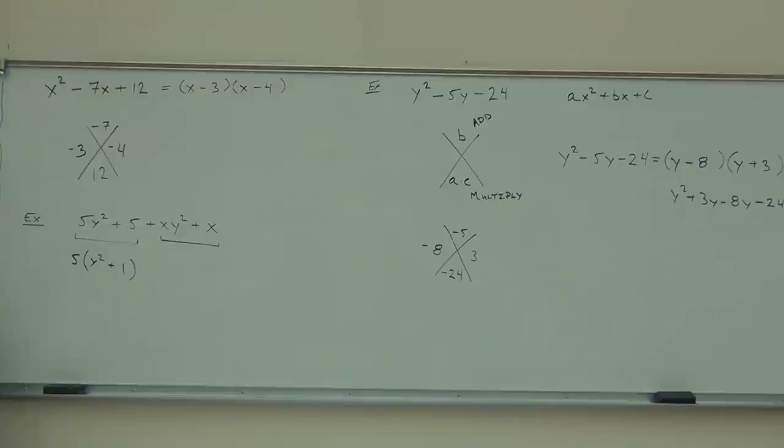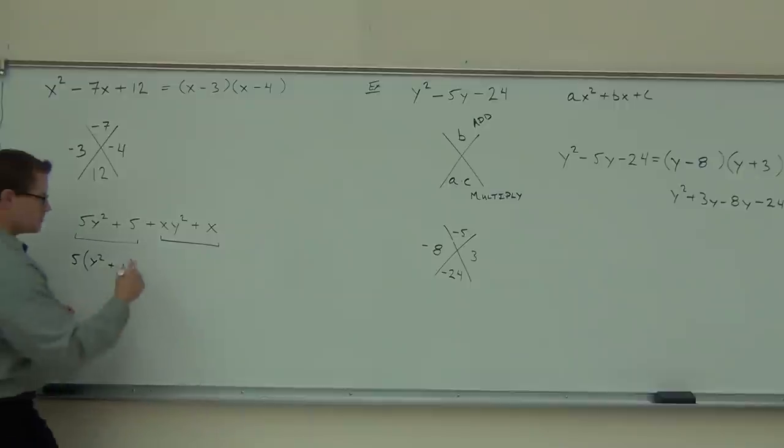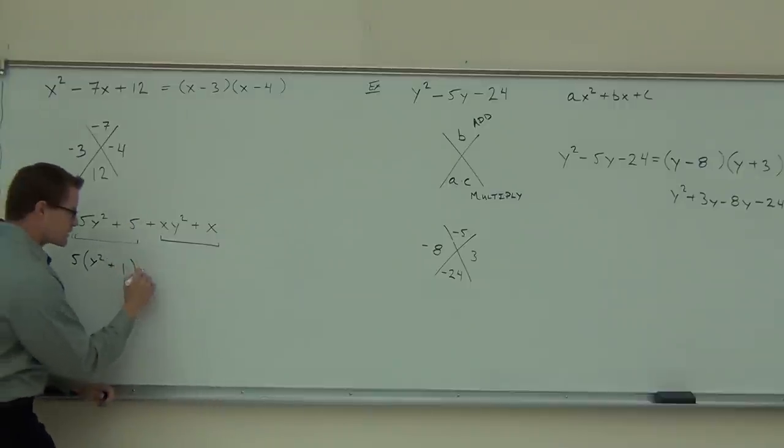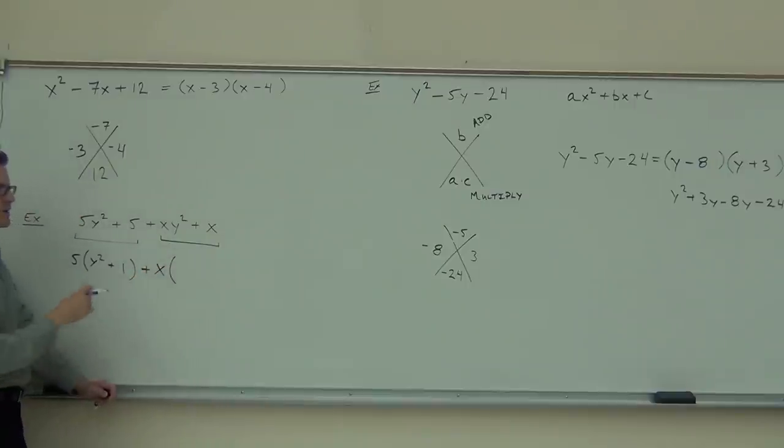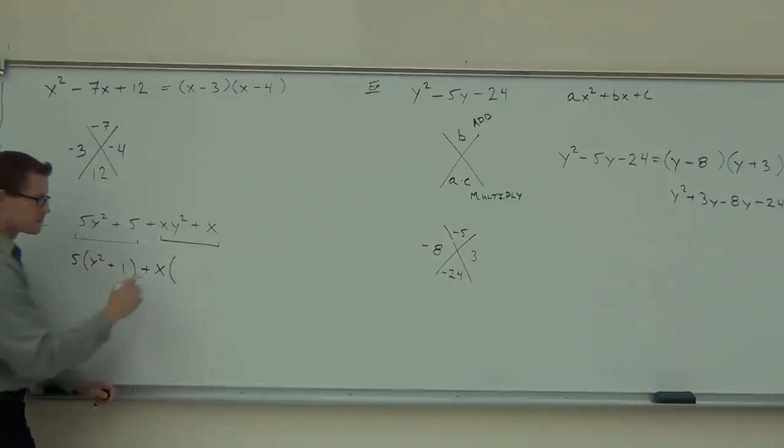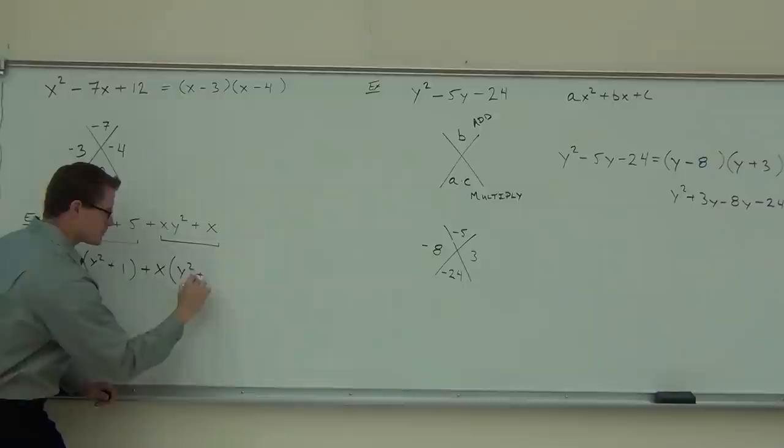Is there anything in common between xy squared plus x that we can factor out? Let's factor out the x. We have to factor out the positive x. We're going to have that plus there still. What's going to be remaining if we factor out the x? Y squared plus x. Perfect.